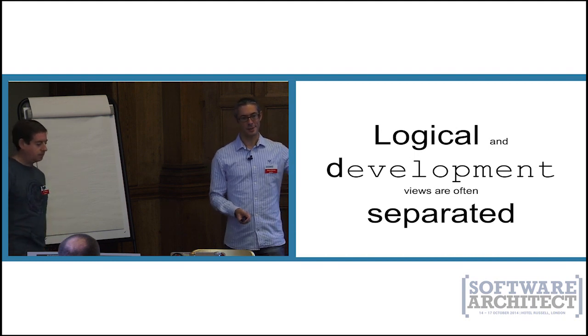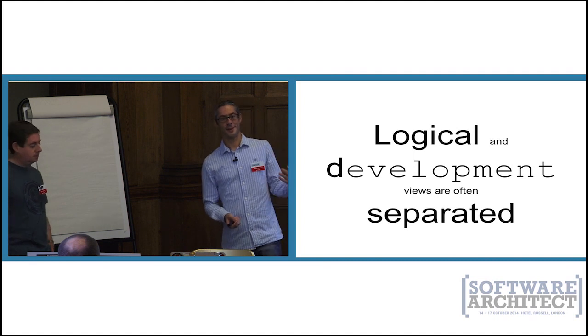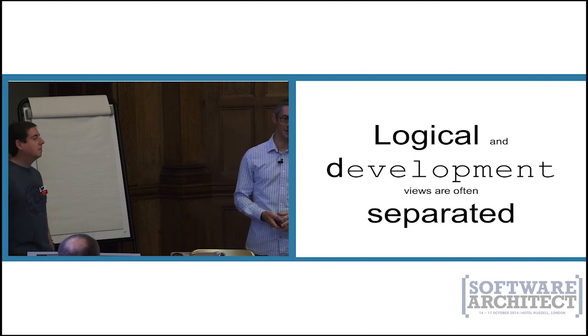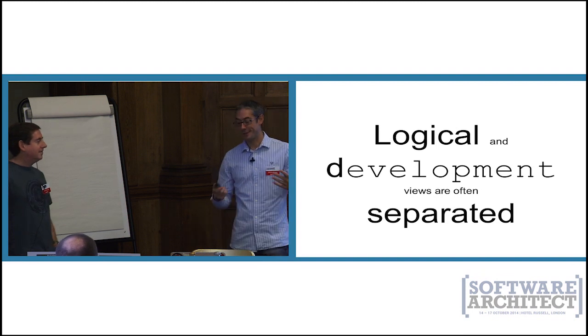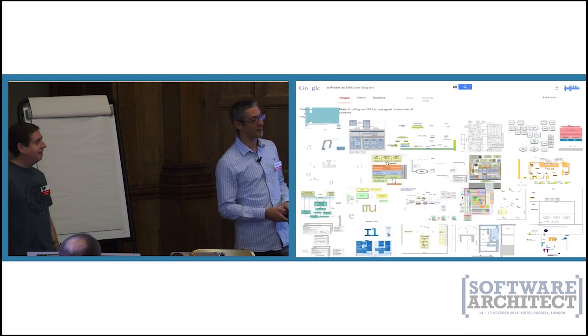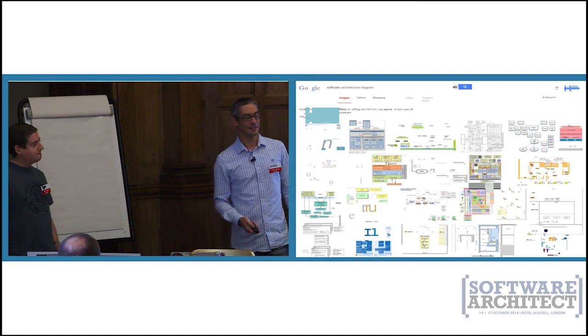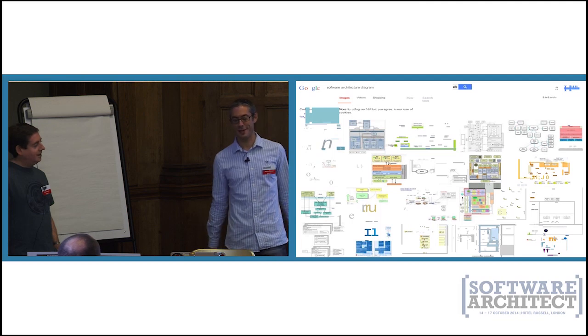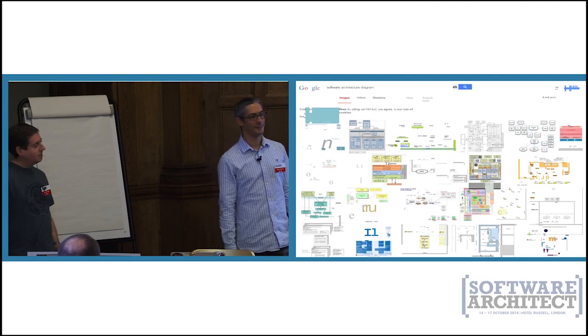I'm going to forget all this, I'm going to cheat. If somebody asks me to go and draw a picture of a software system, I can just go to Google and ask Google's advice. And if you go to Google and ask its advice about software architecture diagrams, you get this. This does not help either. It's just page after page after page of colorful block diagrams.